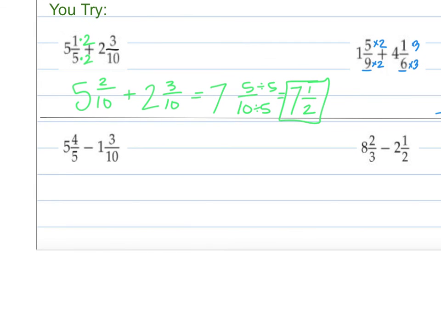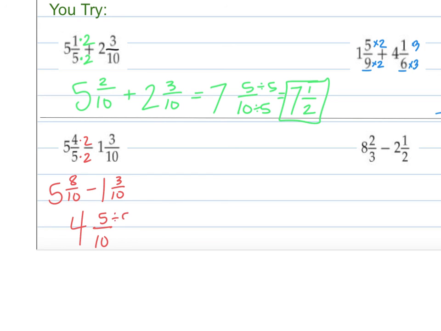On to subtracting here. 5 and 4/5 minus 1 and 3/10. Common denominator again would be 10, so I'm going to multiply by 2. So that would become 5 and 8/10 minus 1 and 3/10. Don't have to change anything there. Subtract the numerators. 8 minus 3 is 5. Keep the denominator the same. Subtract the whole numbers. 5 minus 1 is 4.